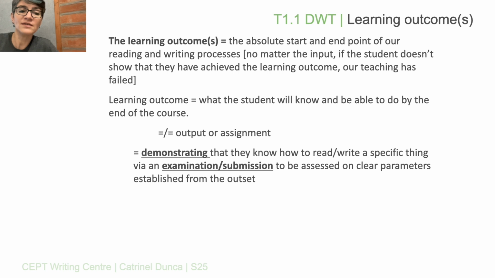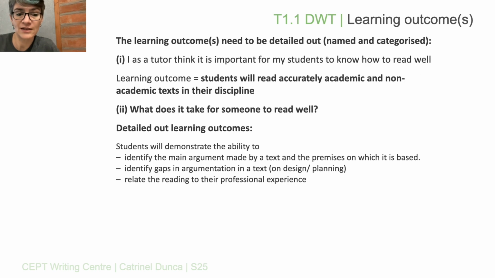What we mean when we say learning outcome is the ability to demonstrate that they know how to write that type of thing by assessing the submission that they have made on clear parameters that we have to establish, which is why the learning outcomes need to be defined very clearly. And the process goes a little bit like this.